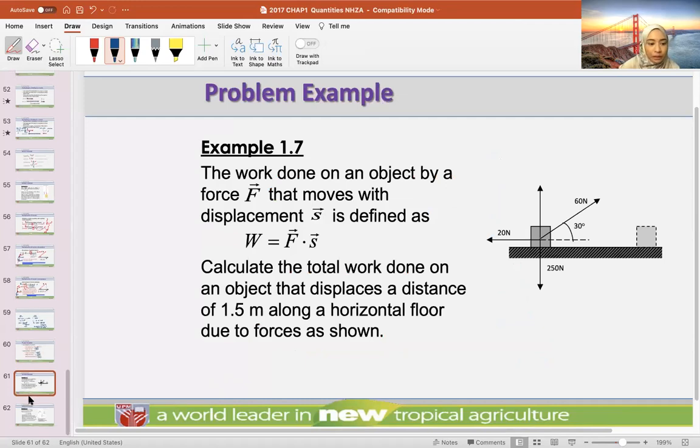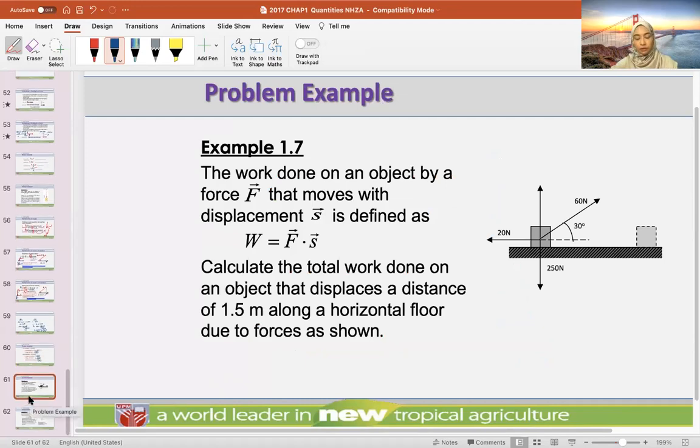Okay. So this is an example of a dot product. The work done on an object by force F that moves with displacement S. So it's saying that this object moves to the right by displacement S. So the final position is this guy lah. Okay. Gambar dash ni.